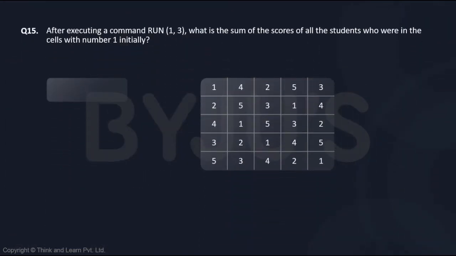Let's take a look at the first question. After executing a command run 1 comma 3, what is the sum of the scores of all the students who were in the cells with number 1 initially? So this student will have to go to 3. What is the best way for him to go? So his best way would be like this. So he's crossing 4 and 2. So his total, this person's total will be 6.